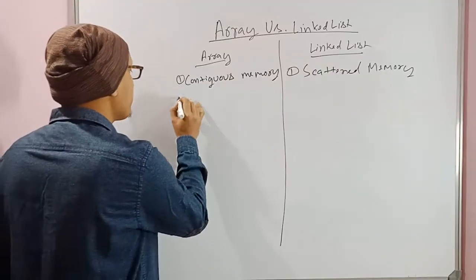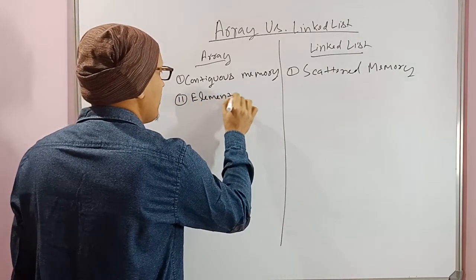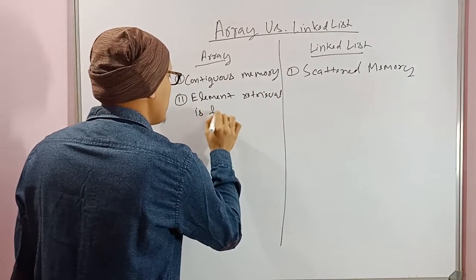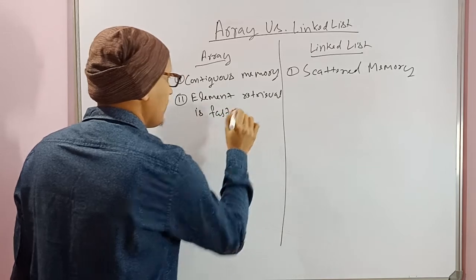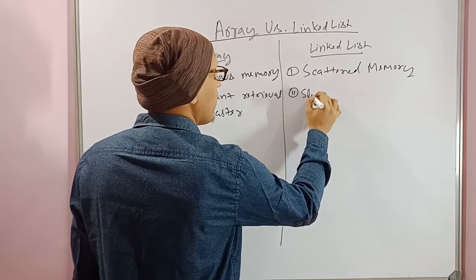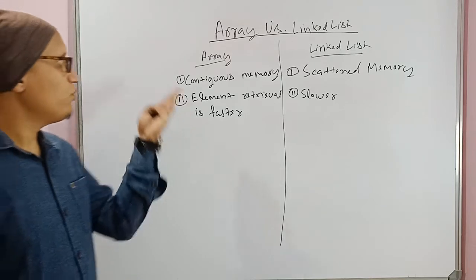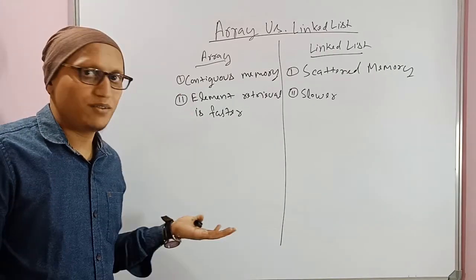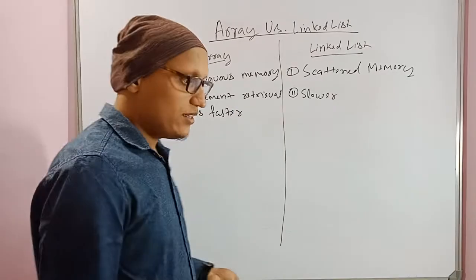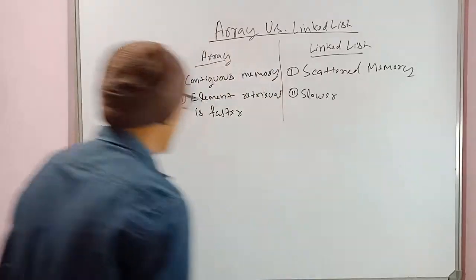Now, element retrieval is faster here, slower in linked list compared to array. Now this might be confusing you: how is the array faster, how can an element be read in a very fast manner, and how in linked list is it not read in a fast manner? So I'll just give you one example.